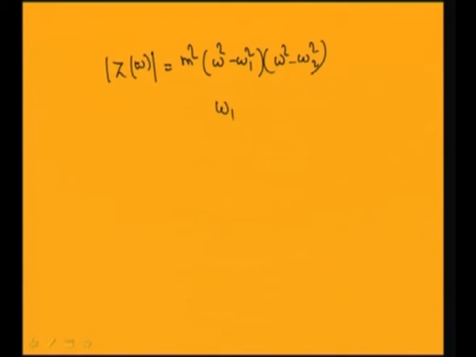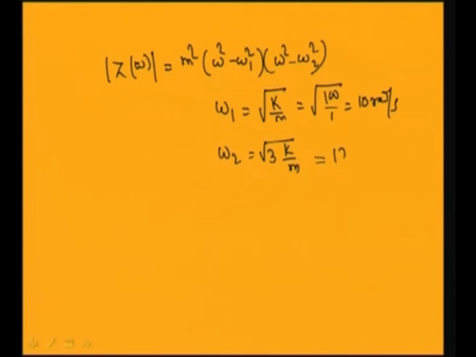So here you can find omega 1 equal to root over k by m. This becomes root over 100 by 1, which is 10 radian per second. Similarly, omega 2 becomes root 3 times k by m, which is 17.32 radian per second. So you have got omega 1 and omega 2.